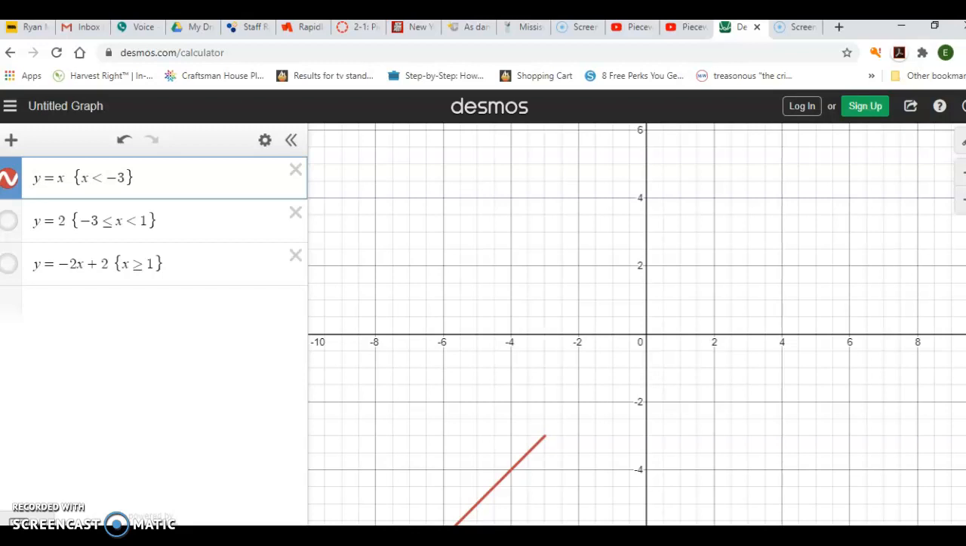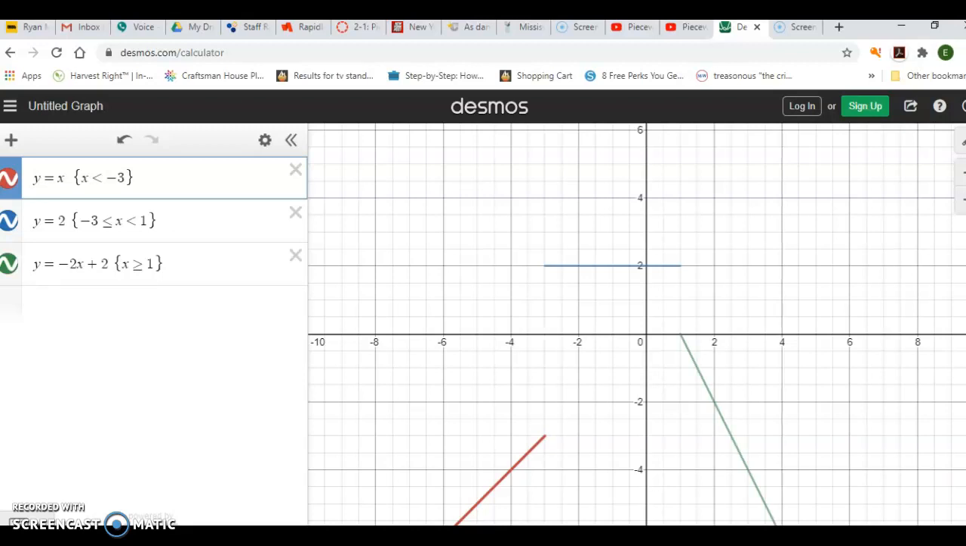Now y equals 2, between negative 3 and 1, we got an equal to here and then a less than. It's not good at showing that. But when we put this, you can see it going from negative 3 up to 1. Alright? And the last one we've got is the negative 2x plus 2. And x is greater than or equal to 1.